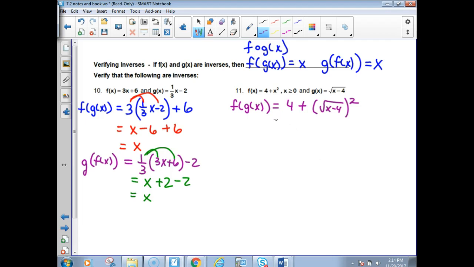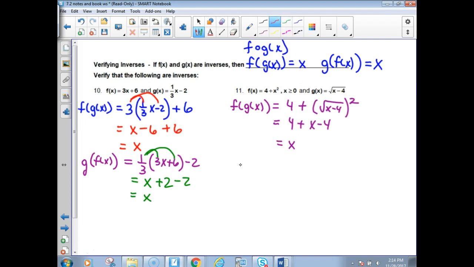You need to show this, though. You have to show all the steps. You can't just say, oh, this equals x. You have to verify it by showing the math. So we square that, and you do get 4 plus x minus 4. And the 4s cancel out, leaving you with just x.